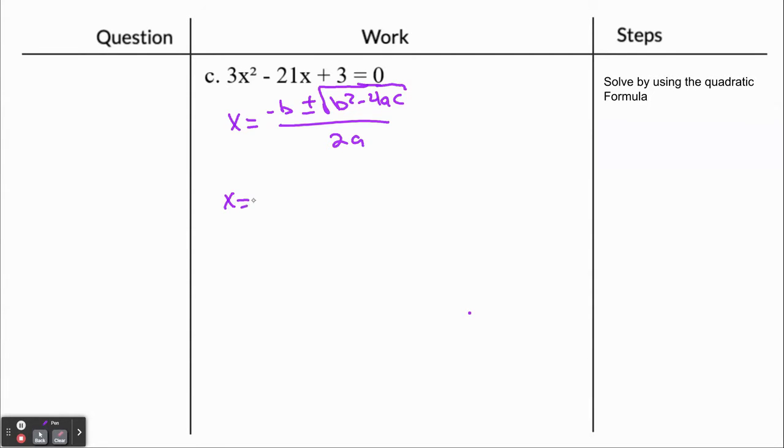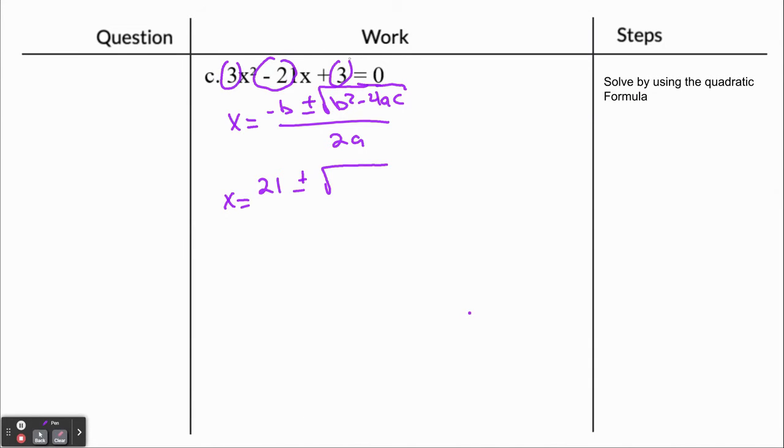So x equals negative b, which is just positive 21, because a negative times a negative is a positive, plus or minus the square root of b... Oh my gosh, this number is getting huge. Maybe instead of using this giant number and taking 21 squared, I notice a, b, and c are all divisible by 3.